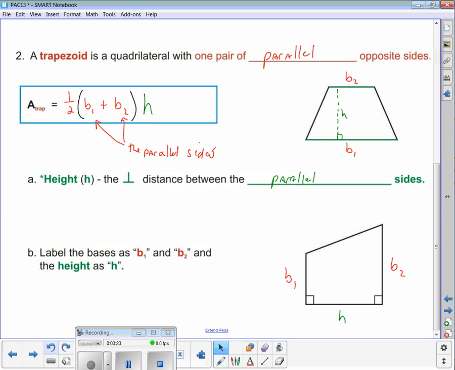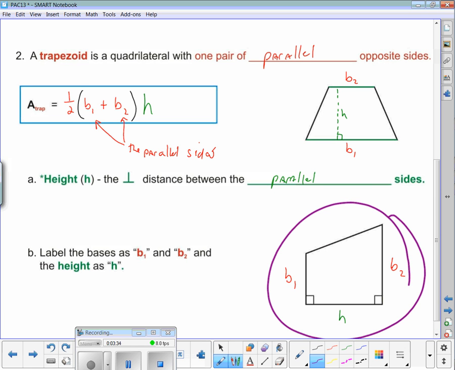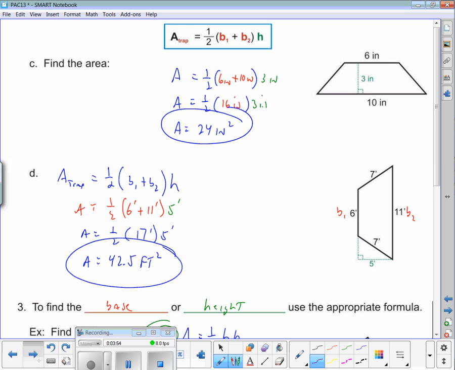So how do you know what the height is? It's always the perpendicular distance between the parallel sides, right? This one is an odd one here on the bottom right. That's an odd-looking trapezoid, but it is possible to have that. And again, the bases are the two parallel sides, right? The height, the perpendicular distance between them. So just be careful, and that shape can be spun in any kind of an angle. All right, so we use that formula.